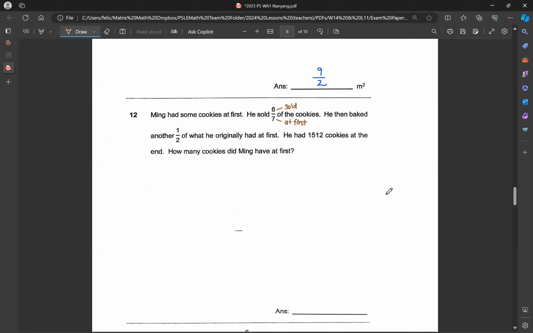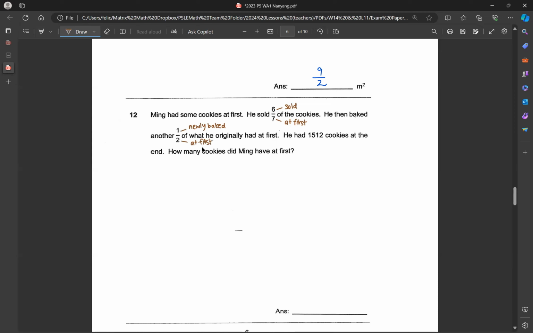Now he then baked another 1/2 of what he originally had at first. So he then baked another 1 unit. So this is what he newly baked. Okay, I'll just bring the word newly baked. So again, you see the verb that's in front of the fraction. He then baked. This word tells me that the 1 unit is what he newly baked. Okay, and what about the 2 units? Okay, so of what he originally had at first. So whatever is originally at first is your 2 units here.